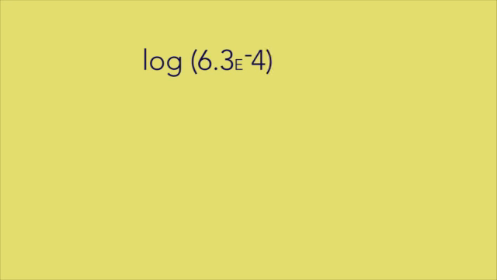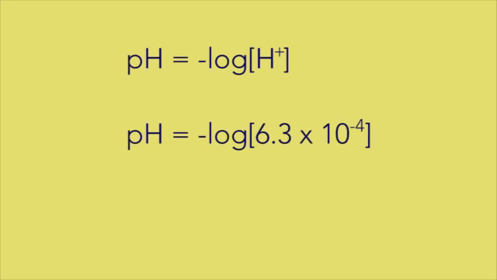So the log of 6.3 times 10 to the negative 4 is negative 3.2. So if I look back at my formula, I see the pH is the negative log. So what is my pH? Two negatives make a positive, so the pH is positive 3.2. And this makes sense because the pH scale only has positive numbers.